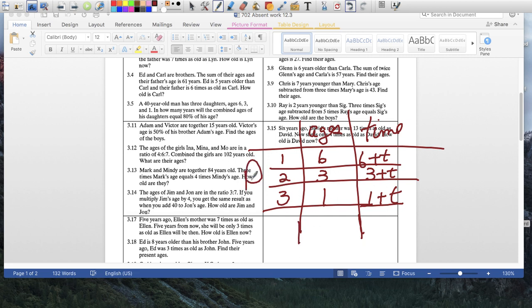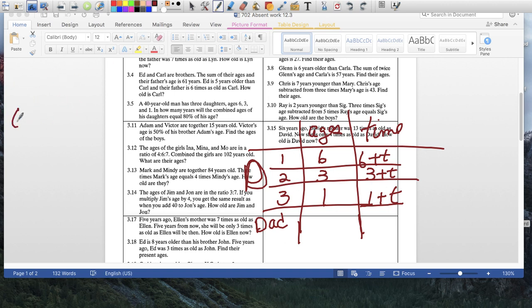So, and this is the daughters, all 3 daughters, and this guy, the dad's age, it's going to be x plus t. No. Hang on a second. And in how many years will the combined ages of his daughters equal 80% of his age?